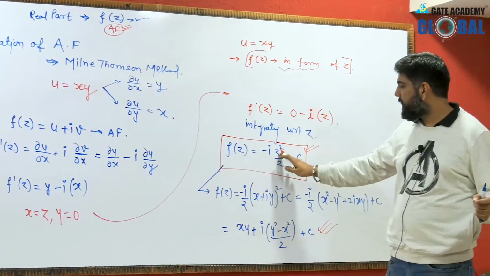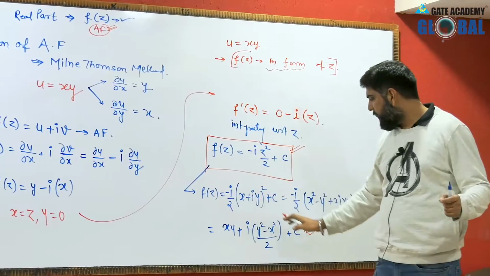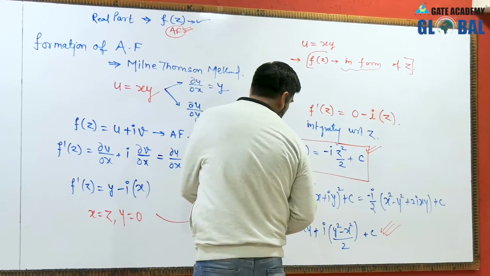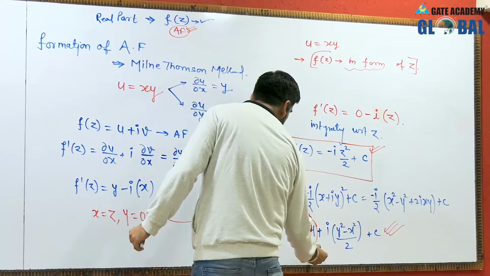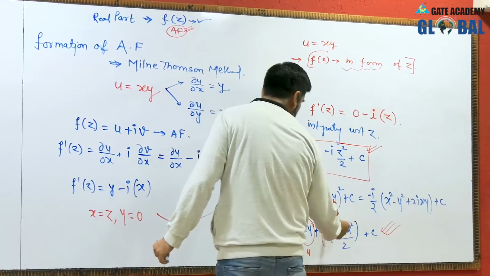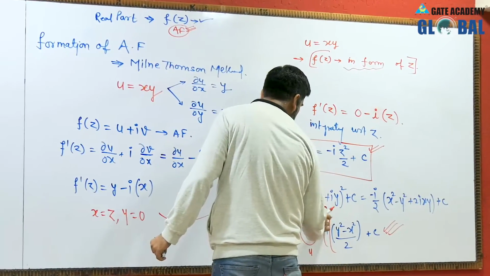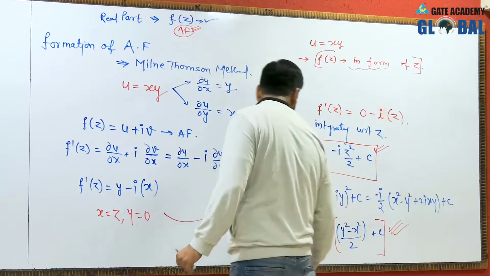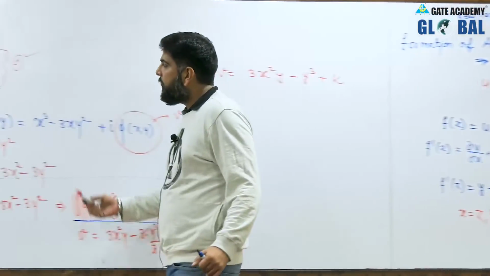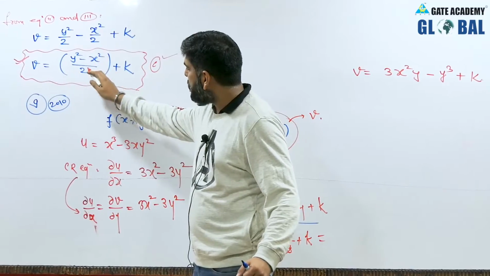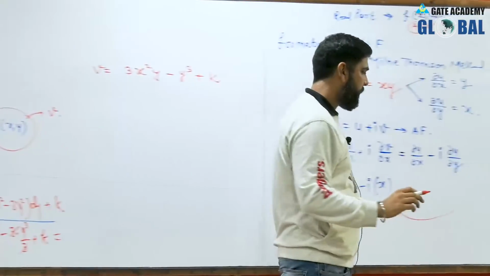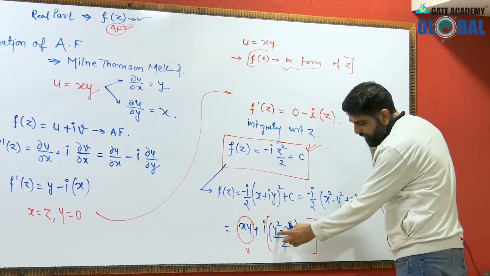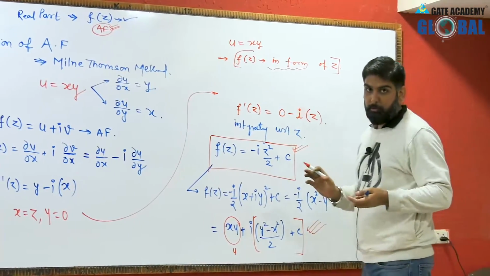But yes, by putting z's value here, x plus iy, and squaring it, I am having this value, and you can see here, this is the value of u which is given. Absolutely fine. And we do not use the i here, because in the real part and imaginary part, both parts are real. So here you can see the imaginary part is y square minus x square by 2 plus k, and here you can see the real part as xy, and also the imaginary part y square minus x square by 2 plus c. So that's it.